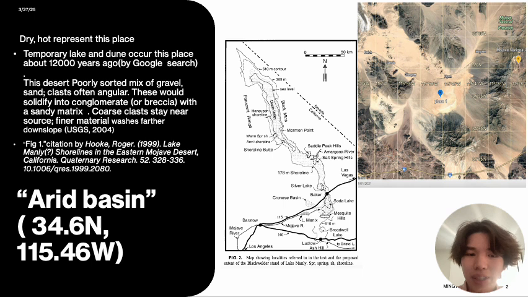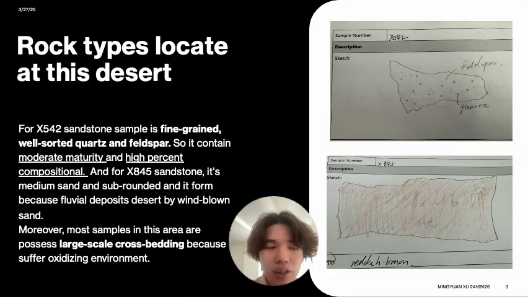This environment is characterized by a dry, hot climate and episodic flash floods dominate. Actually, a temporary lake occurred in this place about 12,000 years ago. So I will introduce the rock type located in this desert. Actually it's sandstone. Sample 542 sandstone is fine-grained, with well-sorted quartz and feldspar.